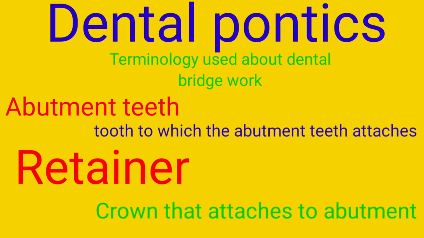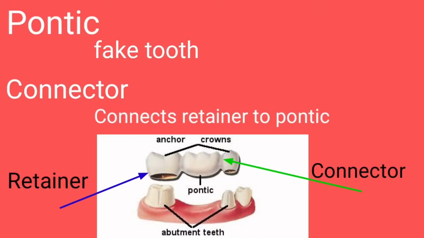Dental pontics. Terminology used about dental bridge work. Number 1. Abutment teeth. Teeth to which the bridge attaches. Number 2. Retainer. Crown that attaches to the abutment. Number 3. Pontic. Pontic means fake tooth. Number 4. Connector. Connects the retainer to the pontic. Viewers, below the picture you can see the retainer, connector, abutment teeth and pontic.